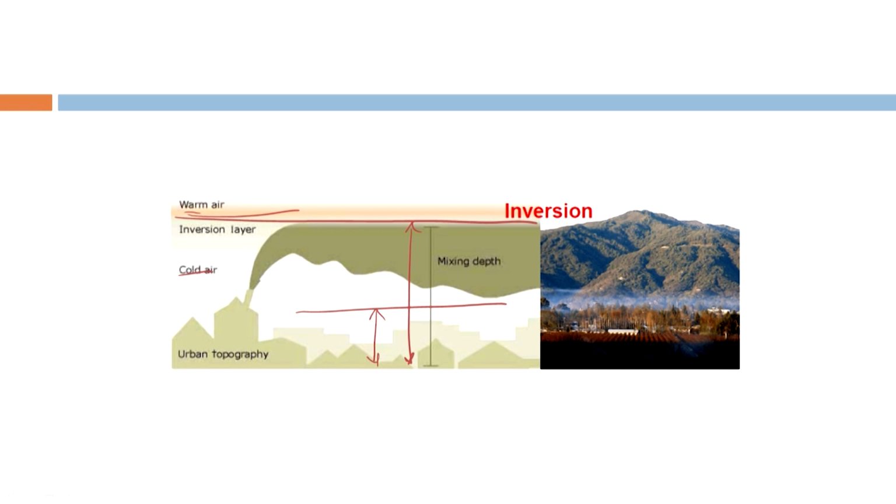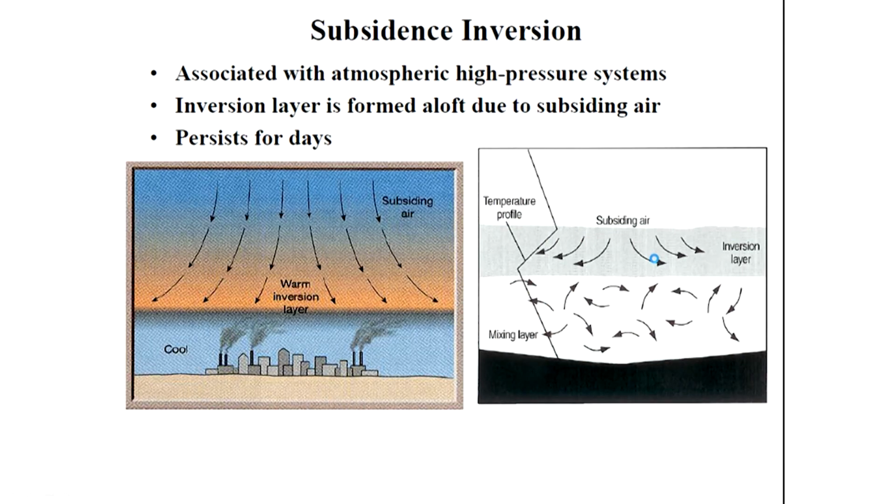Here you can see inversion typically in hilly areas or valleys, where it is more pronounced. That is something to keep in mind. Subsidence inversion is associated with atmospheric high pressure systems. The inversion layer is formed aloft due to subsiding air, and it persists for days. But in this class we are not really going to look at that in great detail, so we will not go into it further.